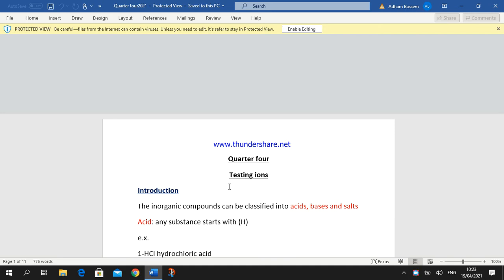In quarter 4, we will talk about different topics. Topic number 1: testing positive ions, testing negative ions, and testing gases. Topic 2: electrolysis, which includes electrolysis of molten salts and electrolysis of aqueous salts. Also, we will talk about the basics of the galvanic cell, fuel cell, and the car battery. Let's start with testing ions.